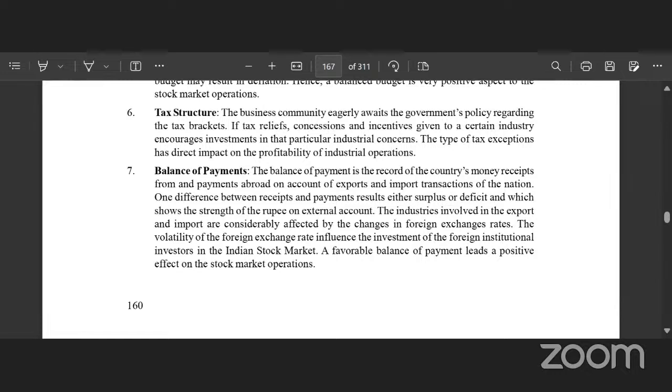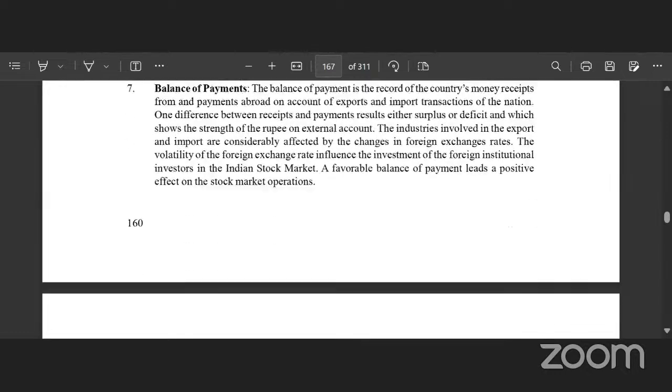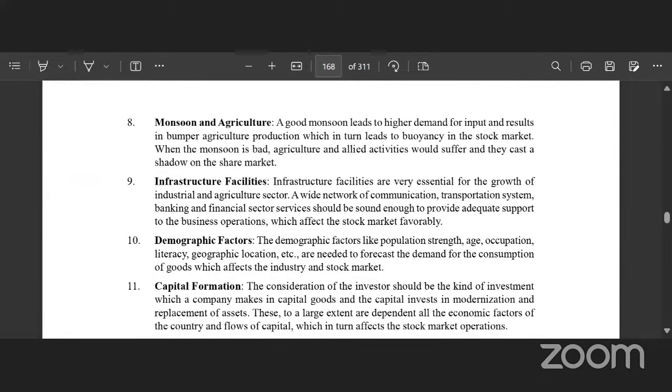So if your imports are more than exports, generally you're paying more dollars. When you're paying more dollars, the rupee gets depreciated because there is more demand for dollar and the supply of rupee increases. If your exports are more, then you receive money, because of which the demand for rupee increases and the rupee gets appreciated. So the currency fluctuations will also be affected by the balance of payments. Monsoon and agriculture, right?